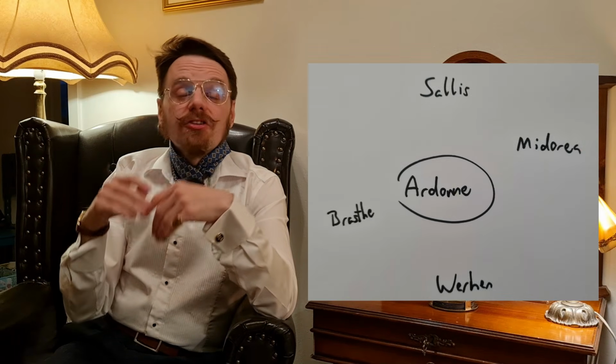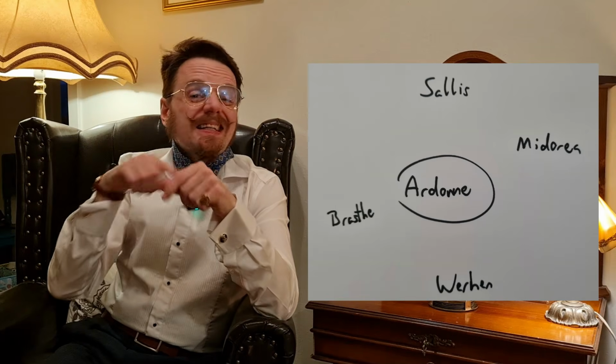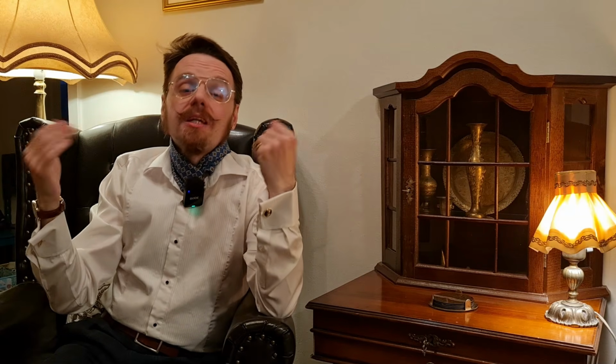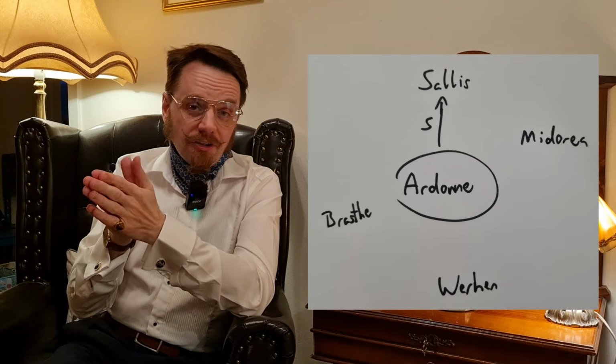And then the countries of Salis, Weren, Midoriya, and Brast are set to share a border with it, so those will need to be around it in some configuration. Now, this is not explicitly described in the story, but there are a couple of facts that I need to take into consideration. The first one is that Salis's climate is said to be warmer than Ardon's, and because I grew up in the Northern Hemisphere, to me, warmer means south, so Salis will be to the south of Ardon.